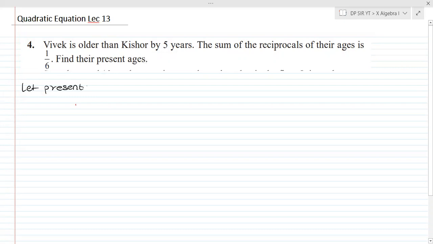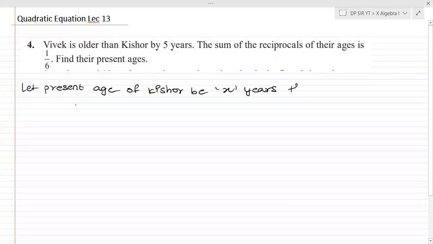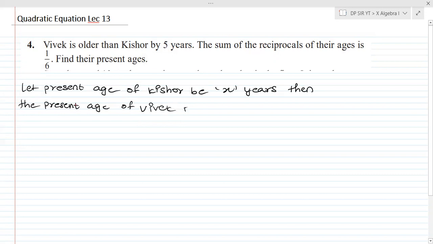Let the present age of Kishore be x years, and then the present age of Vivek is x plus 5 years.